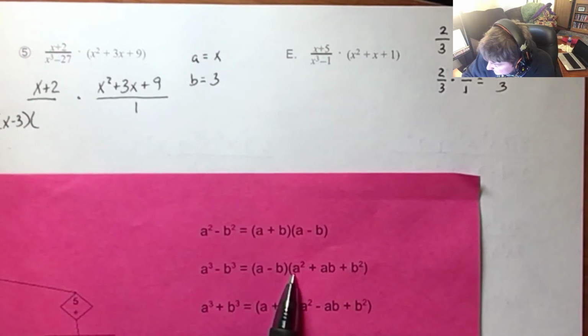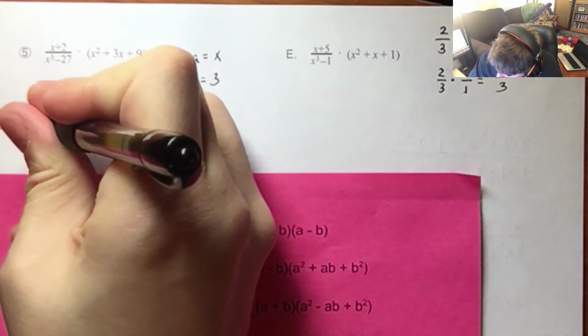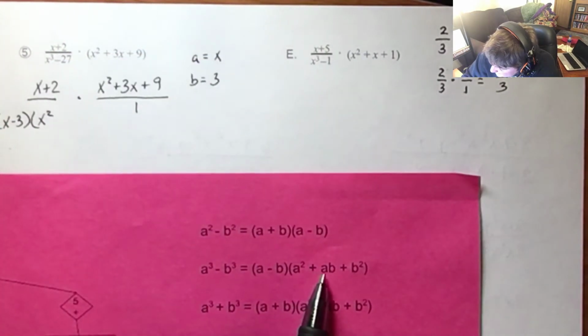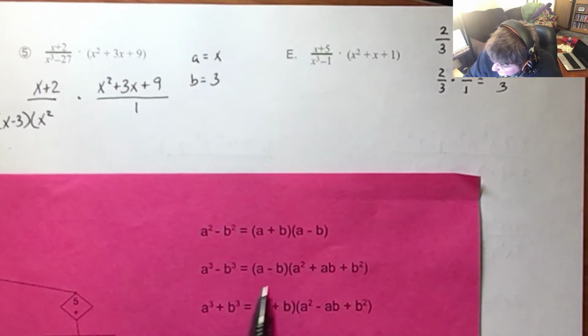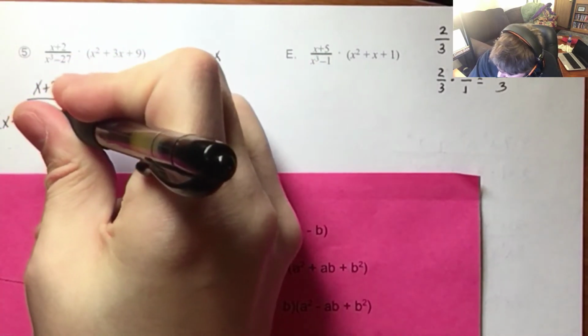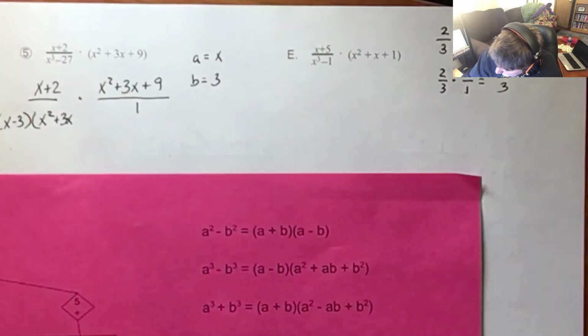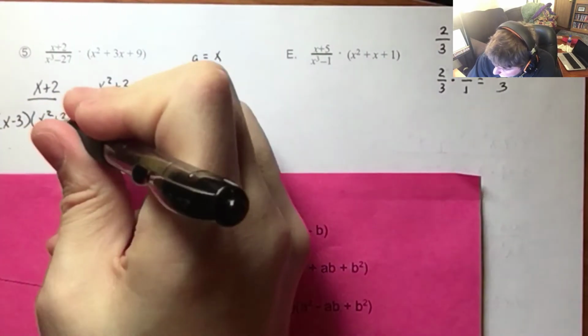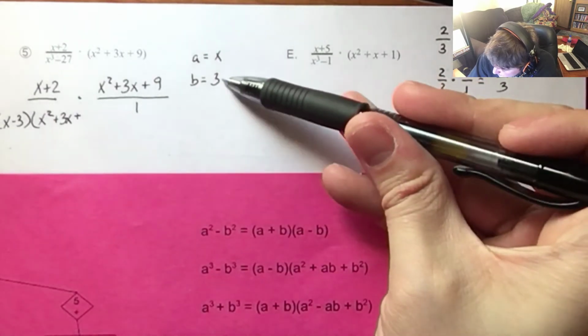Okay, so then the next one, x squared plus ab, so a times b, so x times 3 is 3x. And then plus b squared, which is 3 squared, which is 9.